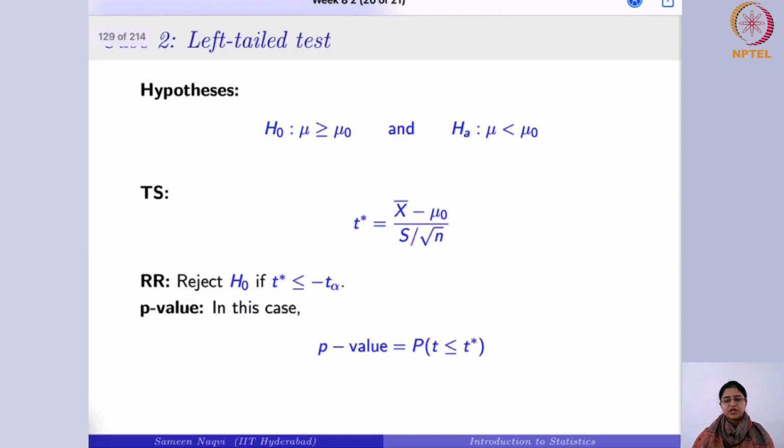And the p-value, obviously again you are focusing on the left tail, so it would be the probability that the t value would be less than your test statistic. So you look at this particular probability, and if it comes out to be less than alpha, you would reject the null hypothesis. Okay.